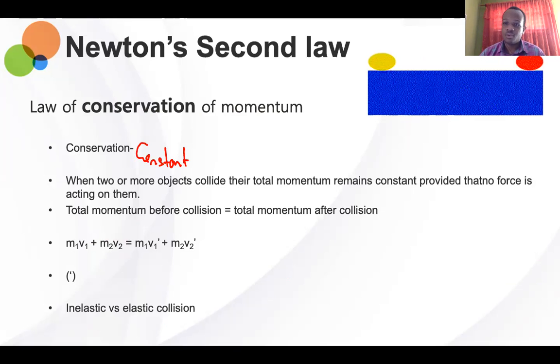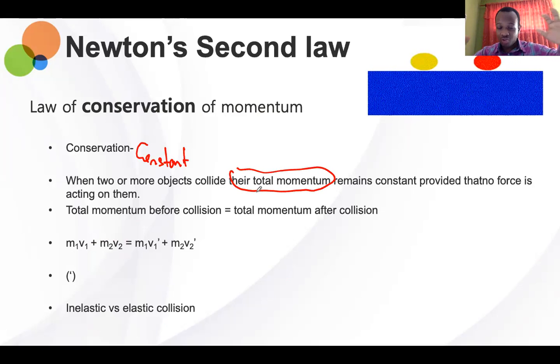Whenever two or more objects collide, their total momentum, the momentum of the entire system, will remain the same. Both momentums together will remain constant, provided that no external force is acting on them: no force of friction, no other force, or no other object and so forth.